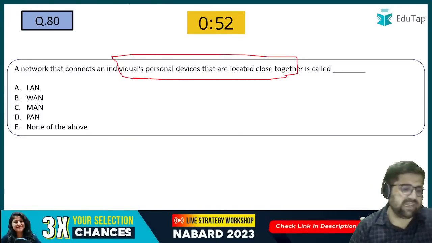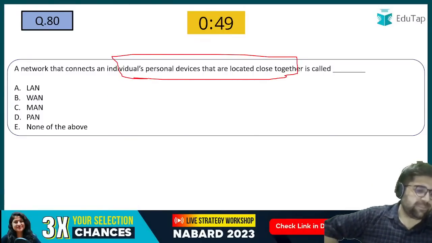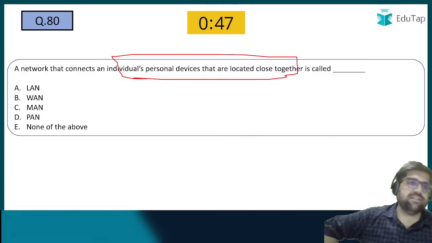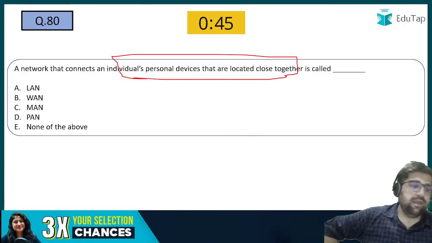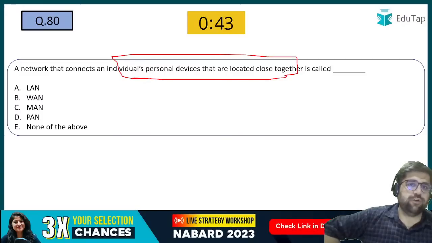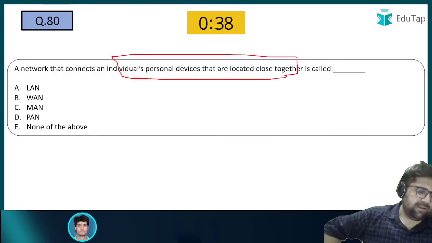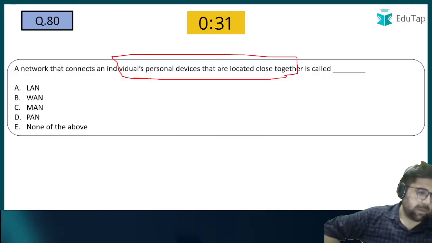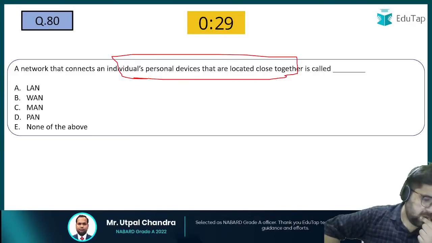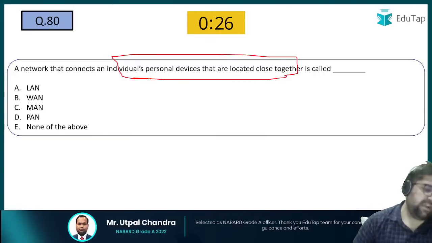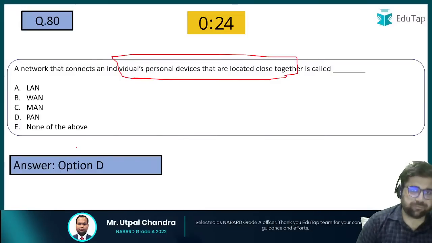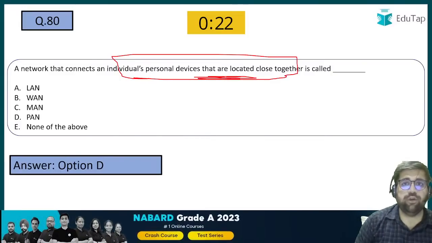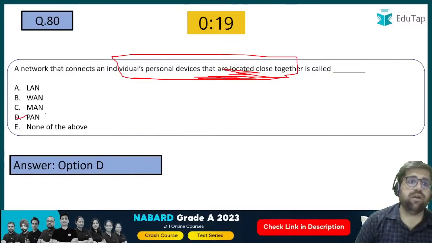This is also very easy, I guess. Can I expect at least 20 correct answers for question number 80? Yes, simple. Come on, I need the answer of question number 80. Yes, it is your PAN, personal area network. Okay. Closely located together, bola. Closely located together is your personal area network.